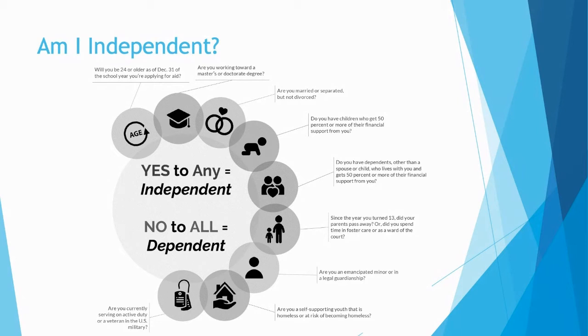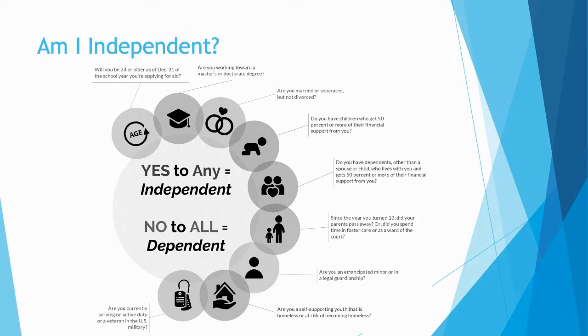Are you a veteran of the U.S. Armed Forces? Do you now have, or will you have, children who will receive more than half of their support from you between July 1, 2021 and June 30th, 2022? Or in other words, during the award year? Do you have dependents other than your children or spouse who live with you and who receive more than half of their support from you now and through June 30th, 2022?